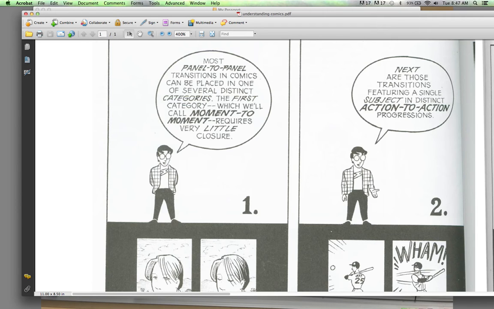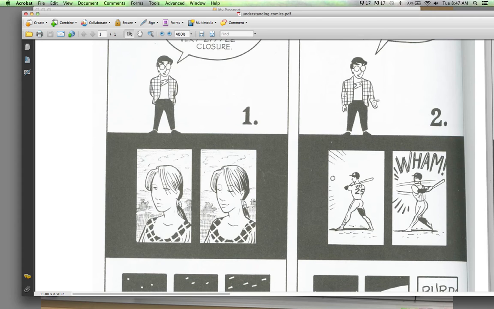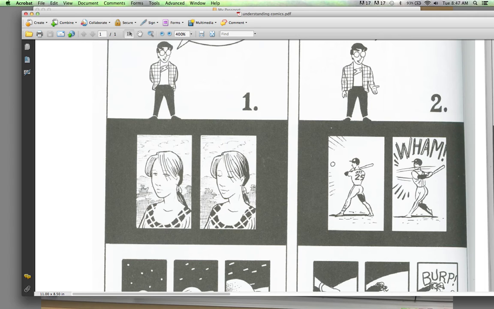The first category, which we'll call moment to moment, requires very little closure. I'll talk about closure in just a moment. I just want to talk about the difference between this panel and this panel. What we see is a woman. In the second panel, a woman whose eyes are closed. She's probably in the act of blinking or in the act of thinking. Okay, so we move from one moment to another moment.